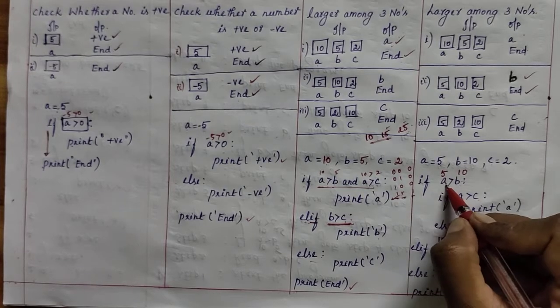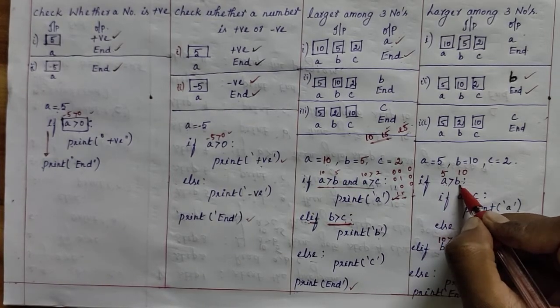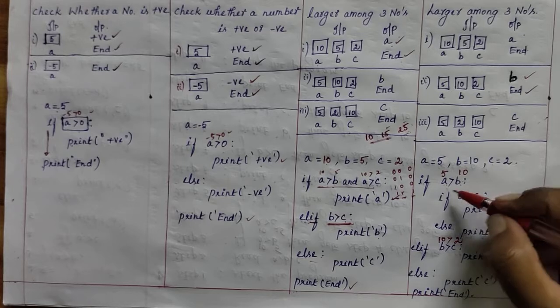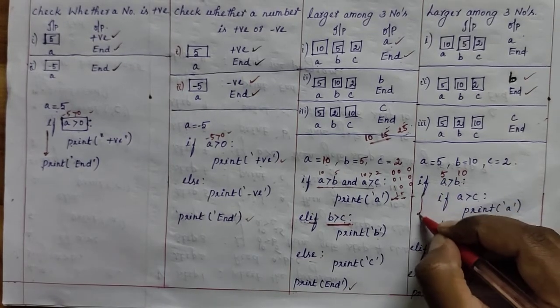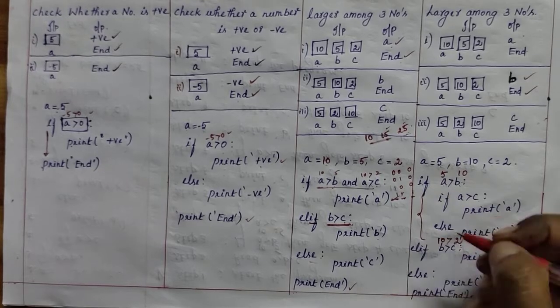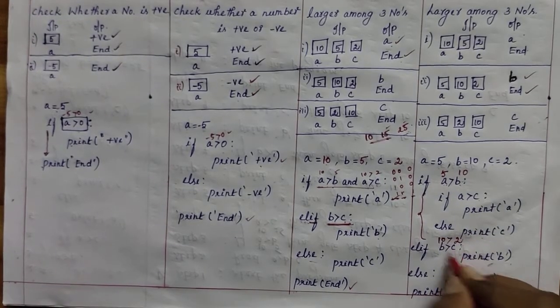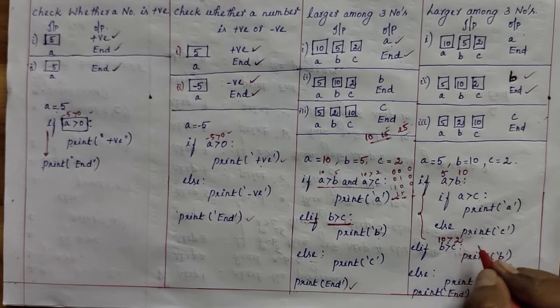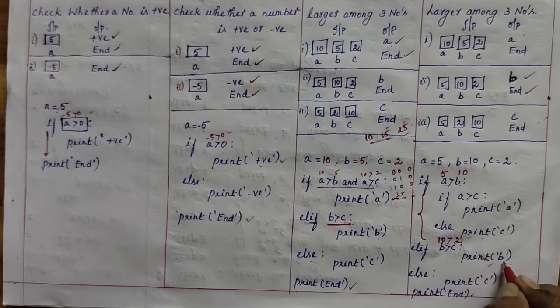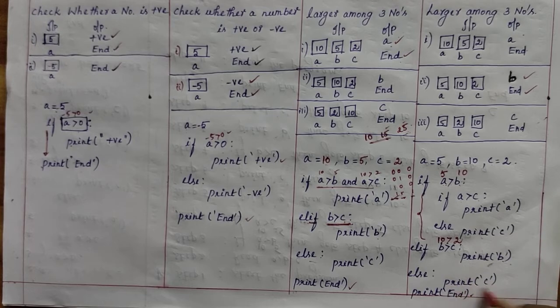So what is the A value? 5. 5 is greater than 10? No, the condition is false. Therefore, the statements within the if block are not executed, and we come here. Here also we have another condition. What's the value of B? 10. 10 is greater than 2. Yes, the condition is correct. Therefore, B will be printed, and then C is not executed, end.